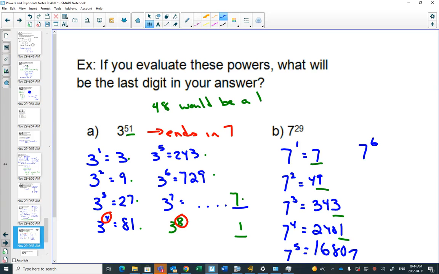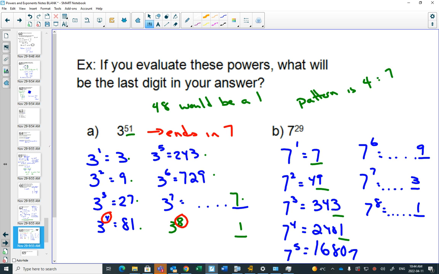It's kind of cool. 7 to the 6 is going to end with a 9. 7 to the 7 is going to end with a 3. And 7 to the 8 is going to end with a 1. So the pattern is 4 numbers: 7, 9, 3, 1. So now you look at that, and since 28 is a multiple of 4, 7 to the 28 is going to end with a 1.